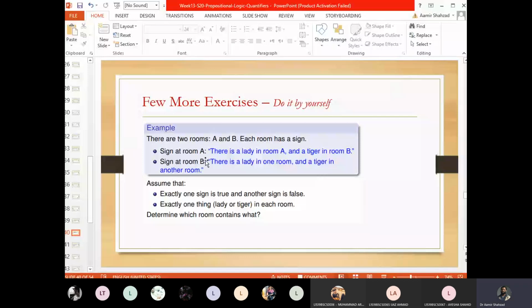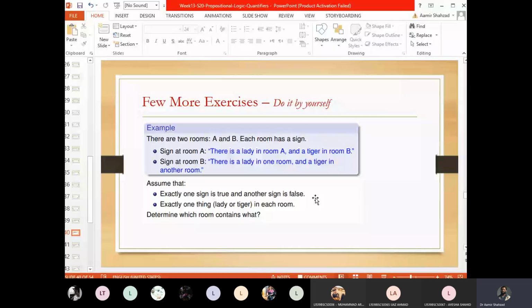Like the first example is, there are two rooms, A and B, and each room has a sign. The sign at room A says there is a lady in room A and a tiger in room B. And the sign in front of room B says there is a lady in one room and a tiger in another room. So over here it's not mentioned which room has the lady and which room has the tiger. And you are given the information that exactly one sign is true and the other sign is false.